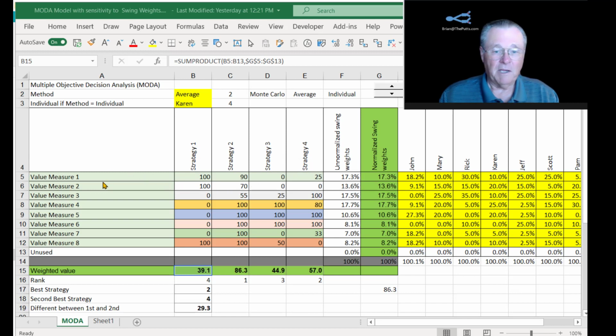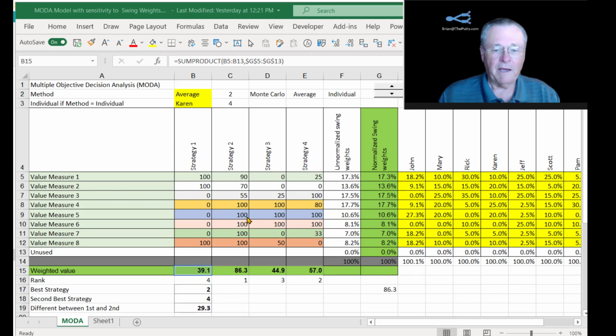And then for each of these value measures, we would identify what was the best, strategy 1 here, and what was the worst, that would be strategy 3. And those get assigned a 100 and a 0, and then the other strategies get assigned values between those 2 points. So over here, we see value measure 3, strategy 1 has a 0, and strategy 4 has a 100. And that's true for all of these. There's always a 0 and a 100, and then the others that are not assigned are given values.